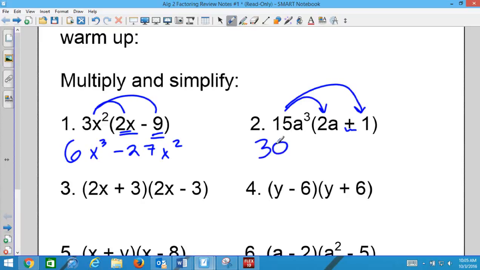30. Then we look at our variables. We have a to the third and we have a. So we have 3 a's and another a. That becomes a to the fourth power.